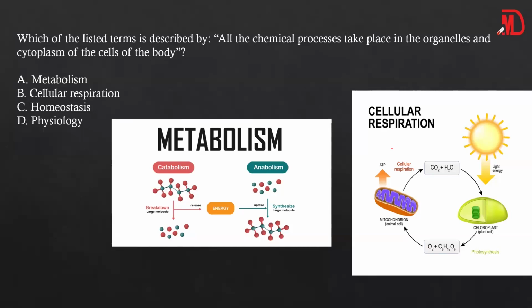Homeostasis simply refers to the process by which the body maintains a stable internal environment despite changes in the external environment. Whereas physiology simply refers to the study of how the body and its systems function. So, in this question, this best describes metabolism, and hence your answer is A.